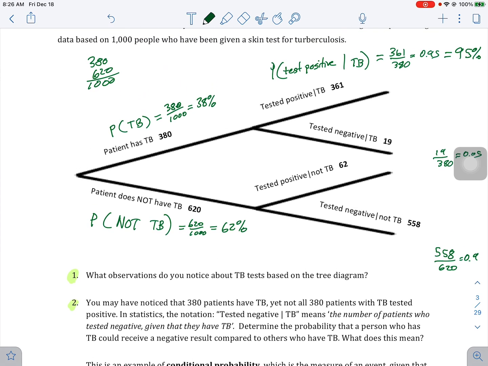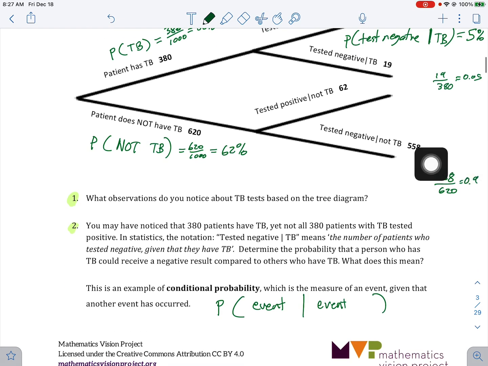Whereas the probability of testing negative, given that, that's what that line is, they actually have TB, is going to be the rest of that, which is going to be 5%.